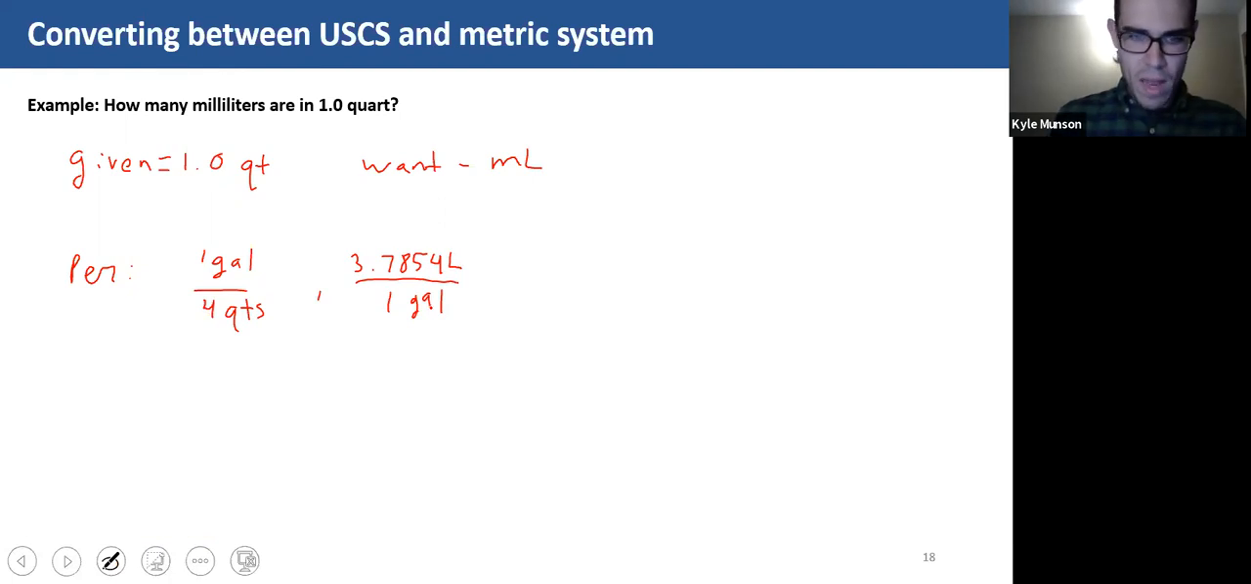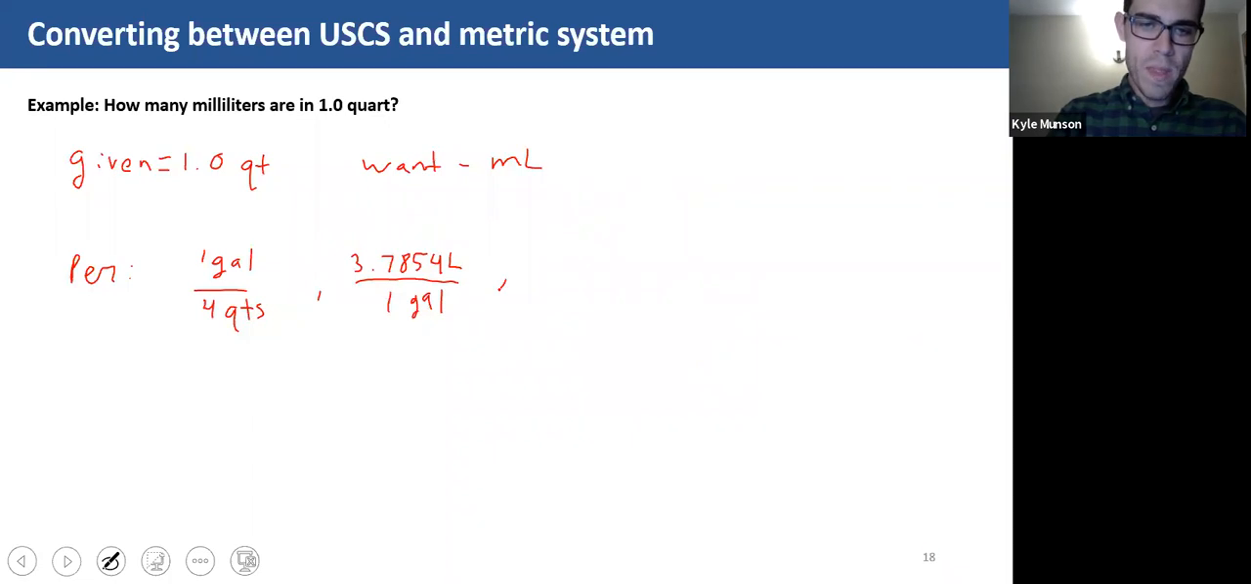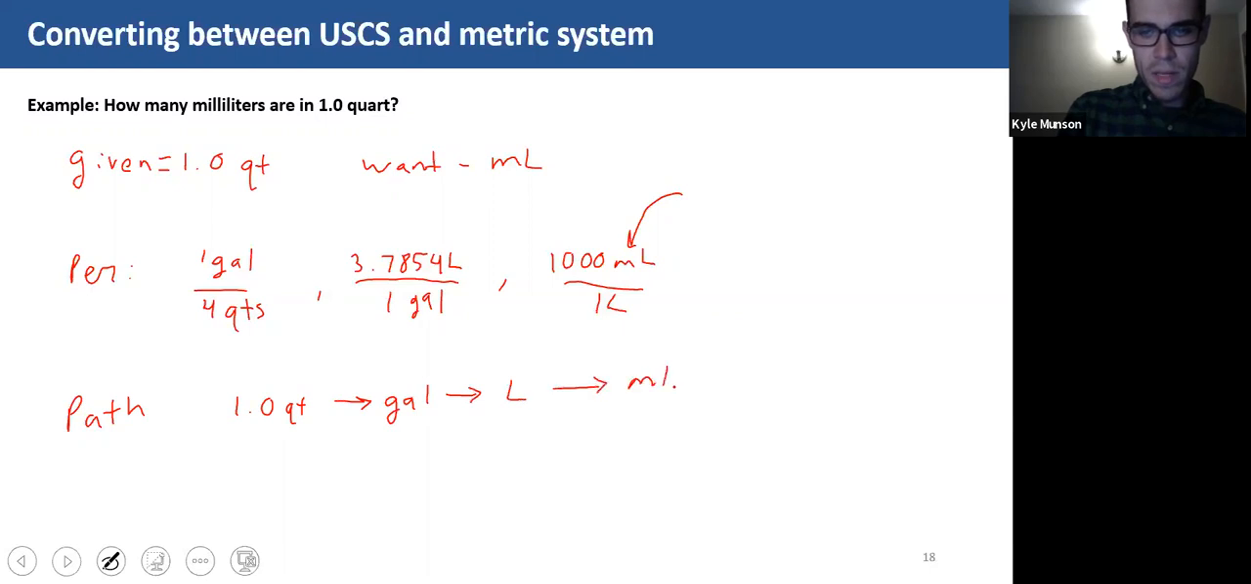And if you're confused of where I got that, that's coming right from here, 3.7854. There's more digits, but just ignore them at that point, liters. And here's that 1 gallon to a quart. Okay, so back to the example. We know that there's also 1,000 milliliters per 1 liter because of that little prefix, milli. Okay, so the path we're going to take is we're going to go 1.0 quarts to gallons to liters to milliliters.